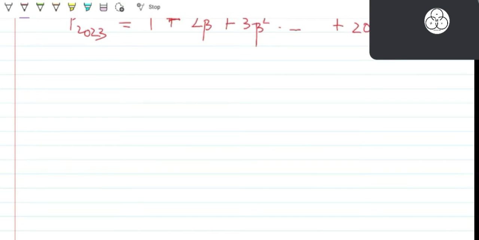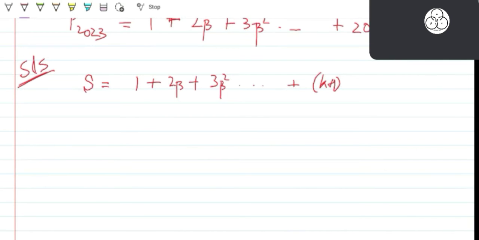So what are the two methods? Those who have studied sequence and series obviously know this method. Let me write it more generally. S is the sum 1 plus 2 beta plus 3 beta square, and so on, up to k plus 1 times beta to the power k.